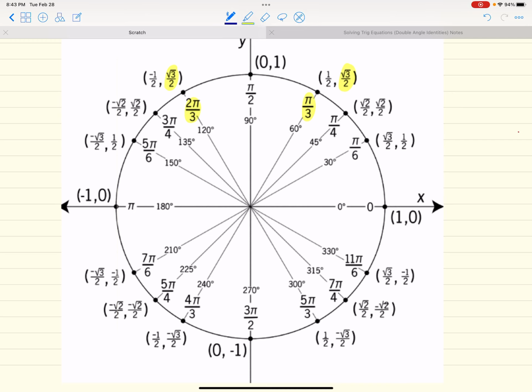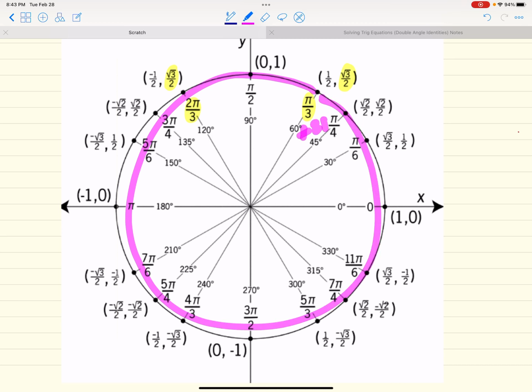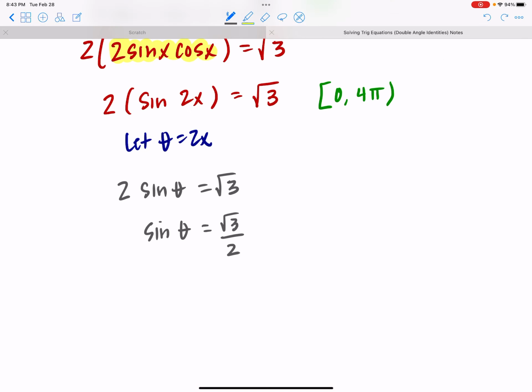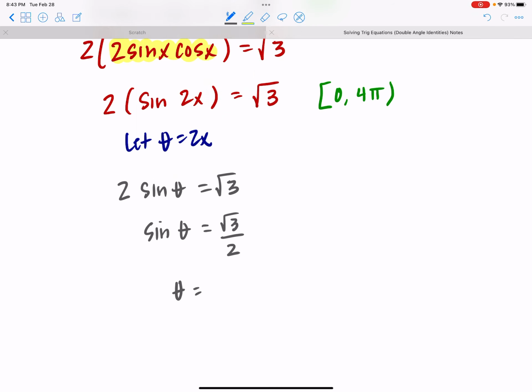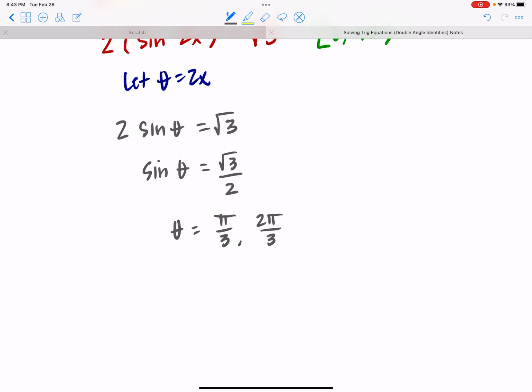And then I'm going to have to add 2 pi to this one to end up here again in the second lap. So plus 2 pi to this, and then the same thing here, add 2 pi. So I've got pi over 3 and 2 pi over 3. I'm trying to hold that in my head. So right now, theta is going to be equal to pi over 3 and 2 pi over 3. That's the first lap. Now I want to add 2 pi here.